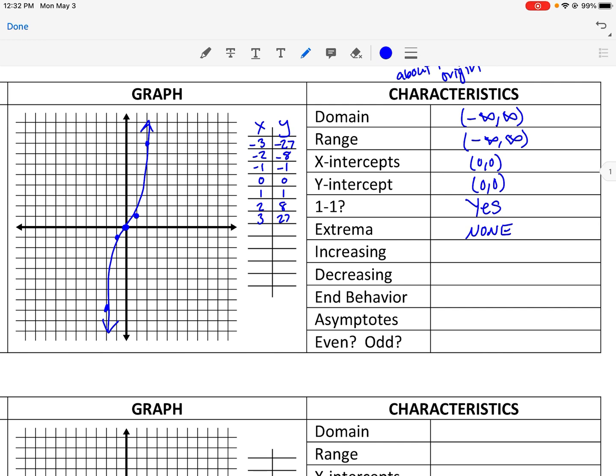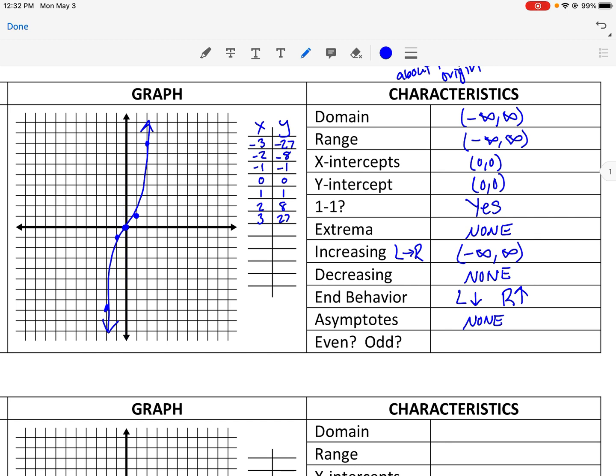Increasing, again, for increasing and decreasing, you have to follow it from left to right. So starting on the left side and then following our graph to the right, it looks like it's increasing the whole time. So increasing from negative to positive infinity, and it is never decreasing. End behavior, what are the right and left sides doing? The left side looks like it is going down, and the right side is going up. It's increasing. No asymptotes.